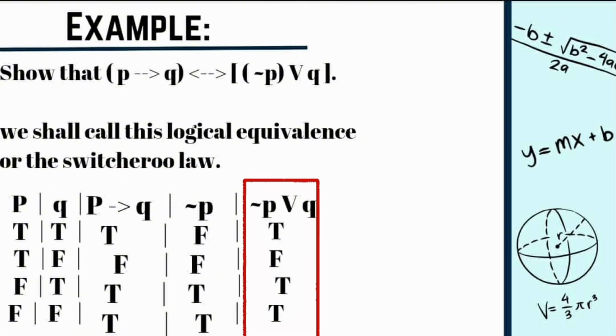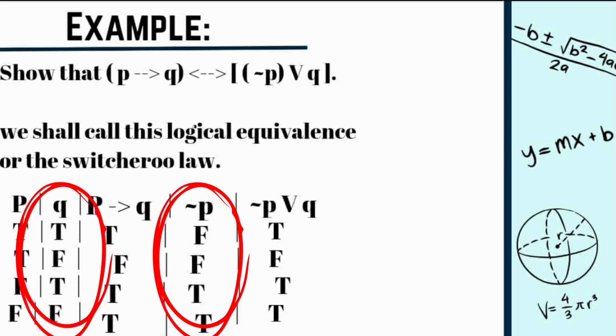So let's add another column for not P or Q. Since it involves a disjunction, we will follow that, and we are going to focus on not P and Q. In a disjunction, if at least one is true, then the disjunction will be true. If one or both of them are true, the disjunction will be true.